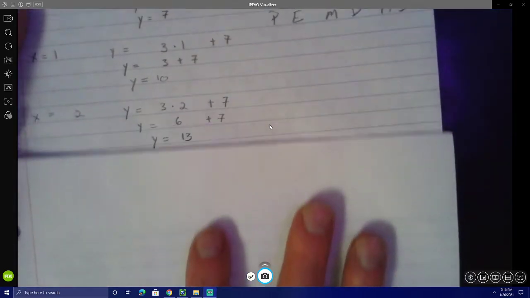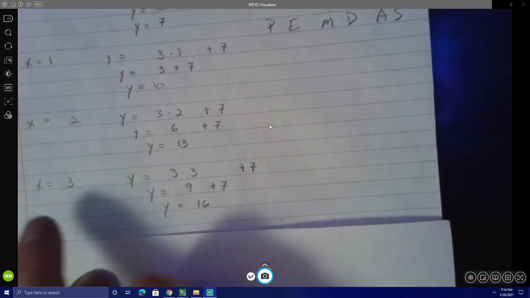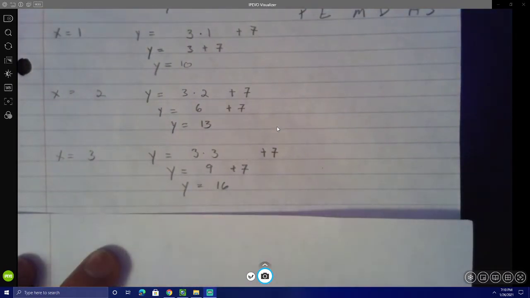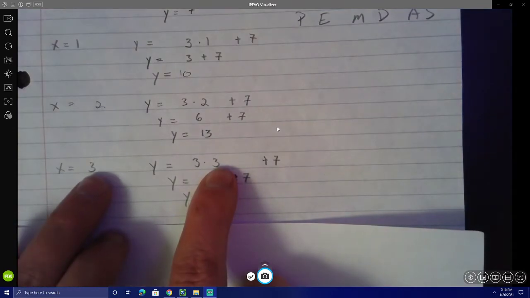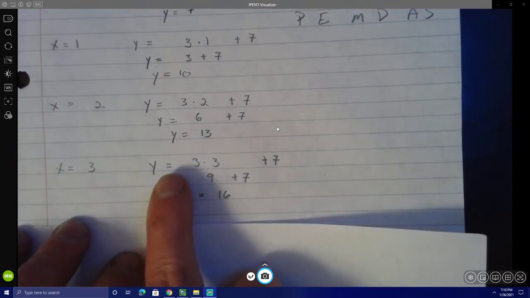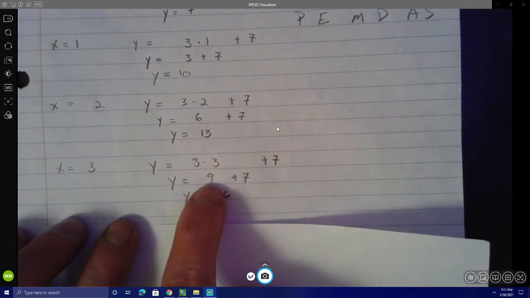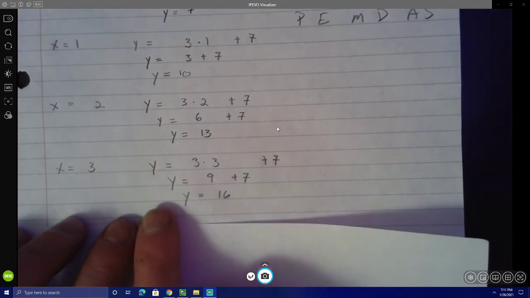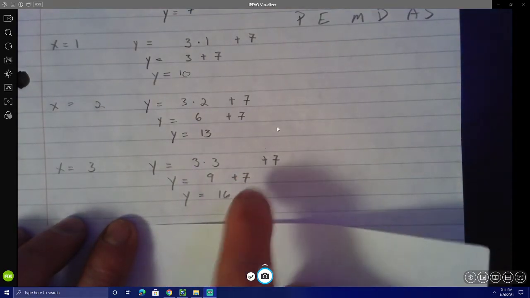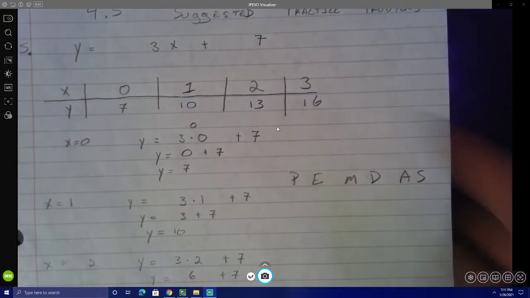And then I have one more value of x that I wanted to solve for. I had x equals 3. When I have that, I know that I can substitute that value of 3 in for x, and I get y equals 3 times 3 plus 7. I know 3 times 3 is 9, so I'm left with y equals 9 plus 7, and I know 9 plus 7 equals 16. With this value, I can plug it in for x and complete my table.